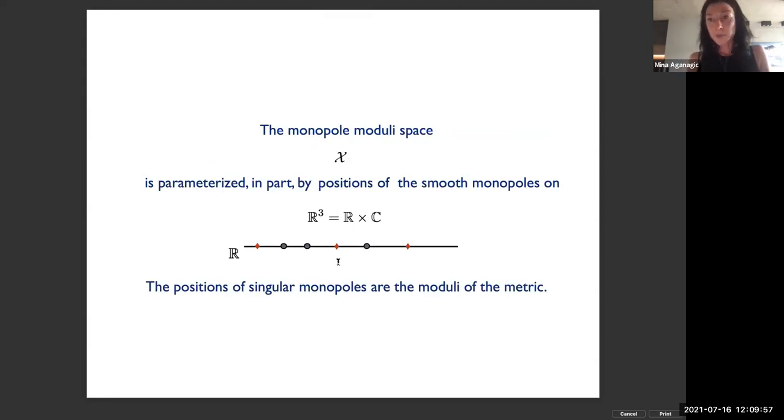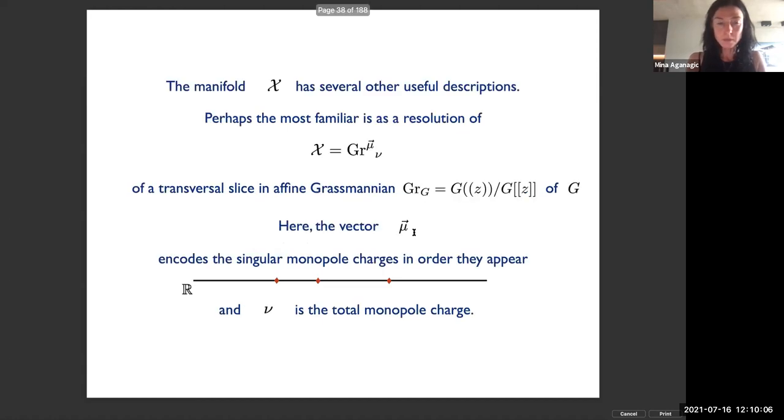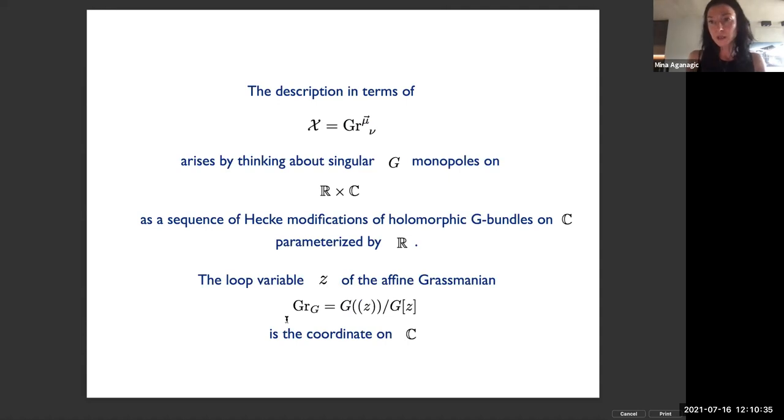The monopole moduli space is parameterized in part by positions of smooth monopoles on R^3. The positions of singular monopoles are fixed, and they're the moduli of the metric. This manifold X has several other useful descriptions. Perhaps the most familiar in the math literature is as a resolution of a transversal slice in the affine Grassmannian of G. The labeling here encodes the singular monopole charges in the order in which they appear on this chosen real line, and nu is the total monopole charge. This description arises by thinking of the singular G monopoles as a sequence of Hecke modifications of holomorphic G bundles on C parameterized by R.